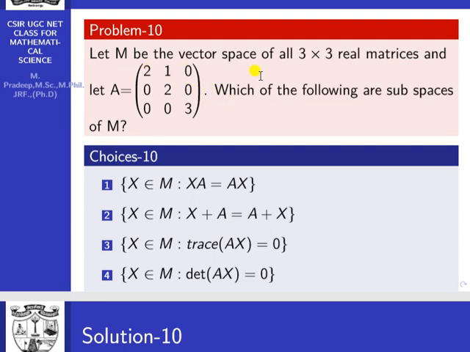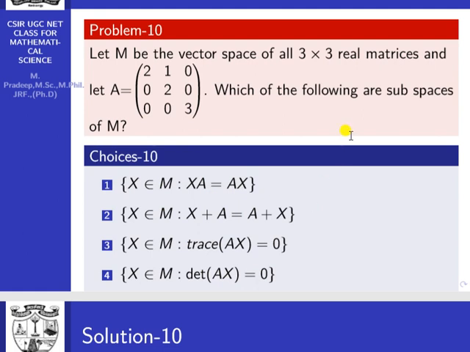M be the vector space of all 3x3 real matrices and let A equal to 2 1 0, 0 2 0, 0 0 3. Which of the following are subspaces of M? So options are: x belongs to M, xA equal to Ax; x belongs to M, x plus A equal to A plus x; x belongs to M, trace of Ax equal to 0; x belongs to M, determinant of Ax equal to 0. So it's a very simple question.